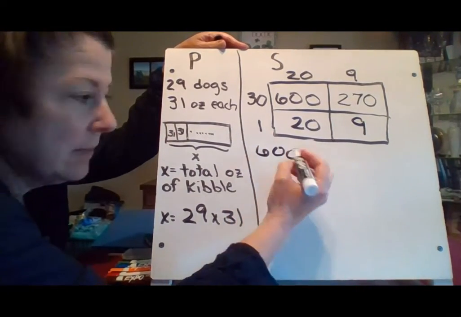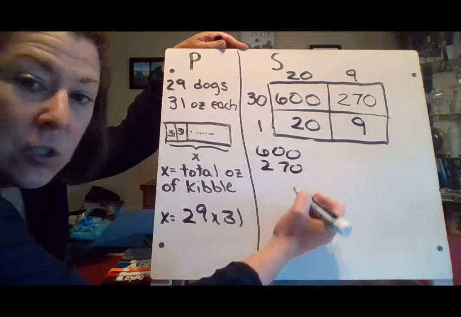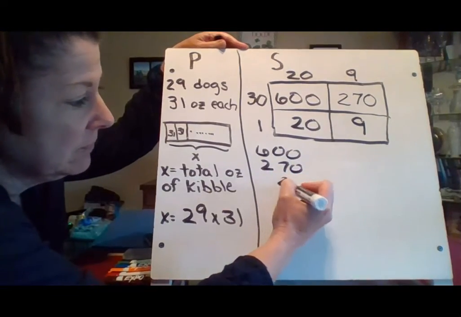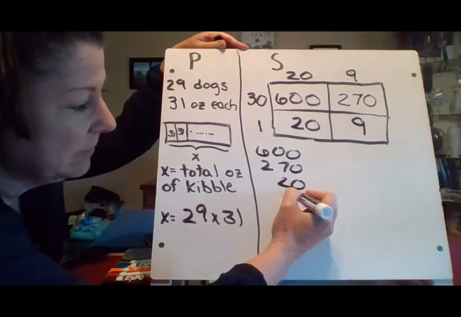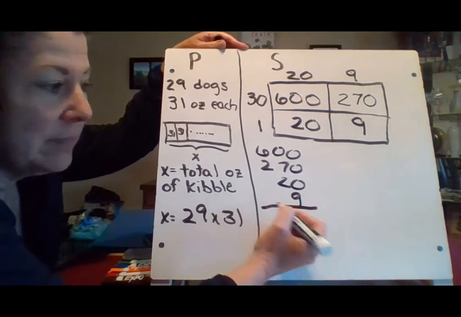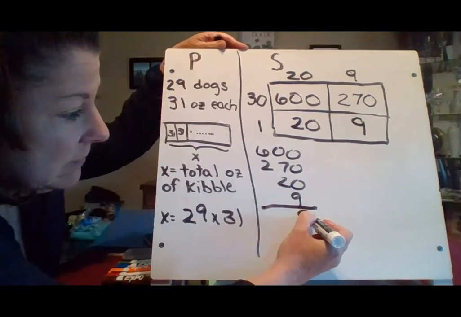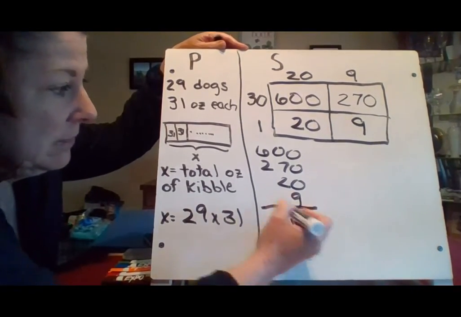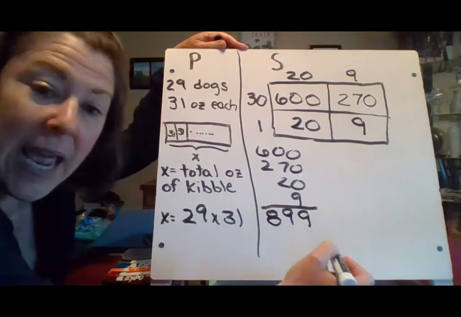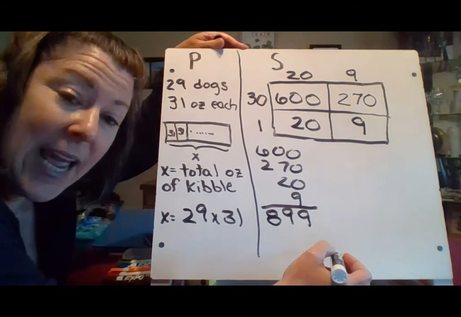Then I have to add these together. The 600, 270, 20, and 9. And I end up with 899 ounces.